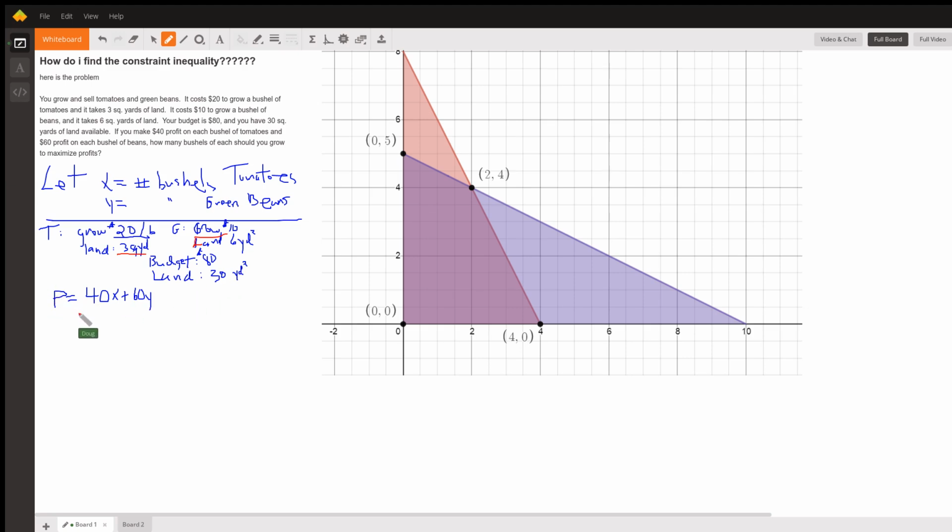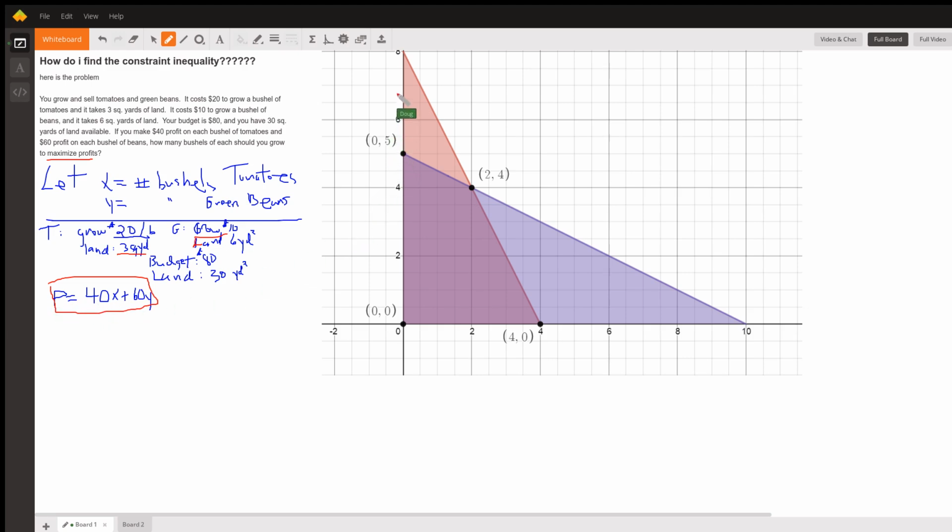This is the objective function right here. The profit is what we want to maximize. So for each bushel of tomatoes, you have a profit of $40. For each bushel of green beans, you have a profit of $60. So 40 times x plus 60 times y will equal your total profit. And we want to know what combination of x and y will give us the maximum value for p.